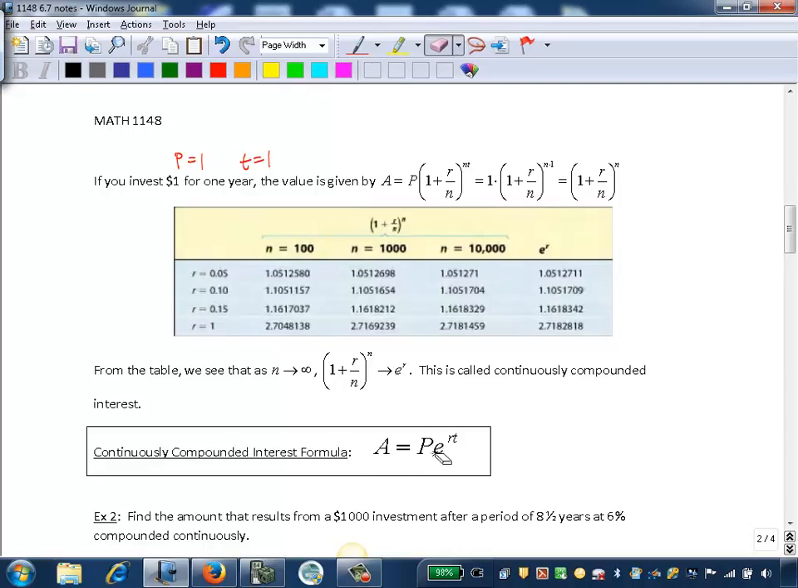So again, P is the principal, e is that number e, and we can use the e button on our calculator when we want to approximate this. r is still our interest rate, our annual interest rate in decimal form, and t is still our time in years. So you want to memorize, you want to learn your compound interest formula, your P times 1 plus r over n to the nt, and A equals P times e to the rt. So you need to know your regular compound interest formula and your continuously compounded interest formula.